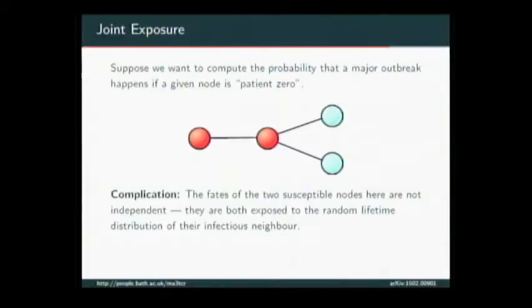these two nodes are exposed to a single source of randomness, which is the lifetime of the infectious period of this guy. So if this node stays sick for a really long time, then with high probability, both of these guys are going to get sick. Whereas if he gets better really quickly, then with high probability, neither of them are going to get sick. So their fate is quite strongly correlated.